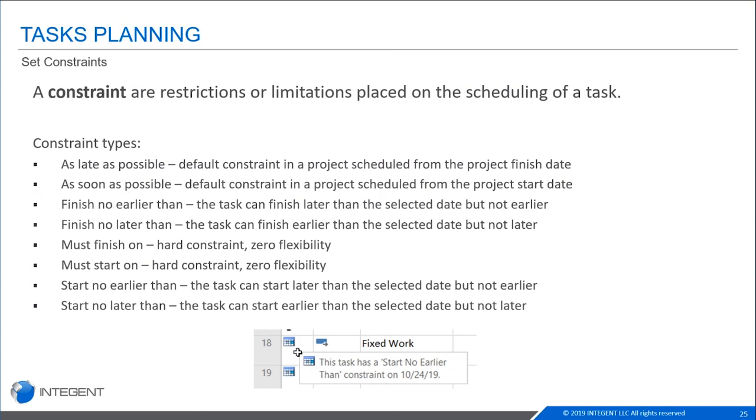As soon as possible is the default kind of constraint that's put in there, because the schedule wants to start and flow as soon as possible. It wants to get everything done efficiently. That is the most commonly used one. There are also a couple others. You have as late as possible, finish no earlier or later than, must finish or start on, and then start no earlier or later than. And there's a brief description of each one here, but all except those top two require you to put in a date. They have to have a finish no earlier than October 31st, for example.